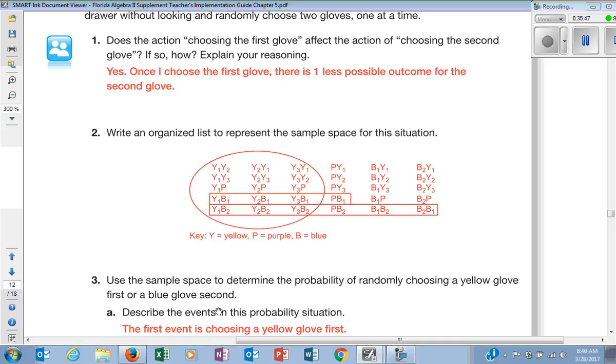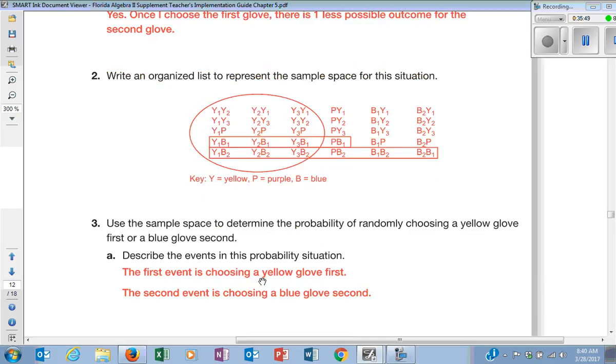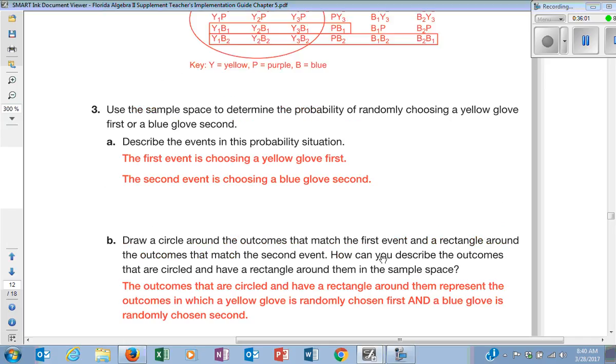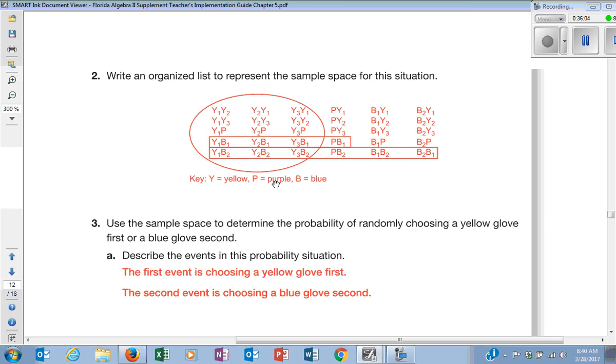So, what are our events? First event is choosing a yellow glove first. Second event is choosing a blue glove second. With me on that. Then it says to go ahead and draw a circle around the outcomes that match the first and a rectangle that matches the second. So do you see how they circled all of these yellows? With me. Then they boxed blue second, blue second, blue second, blue second, and then all these blue seconds down here. These didn't get boxed up here because they are not blue second. You with me? Yes? No? Maybe so? Okay.